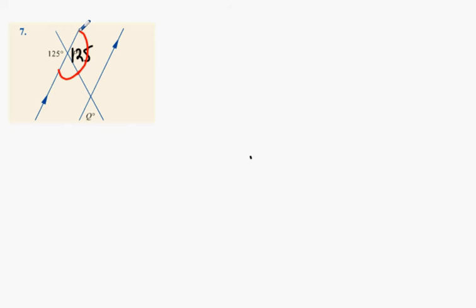Another way of doing it would be that the red is 180. So just 125 plus whatever that angle is, call it angle X, is 180. So what would angle X be? 55. Okay. I'm then going to do a little trick here.